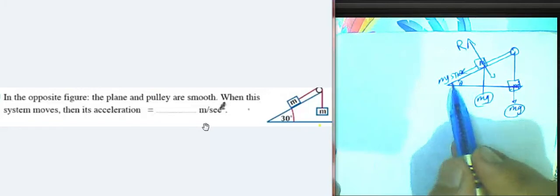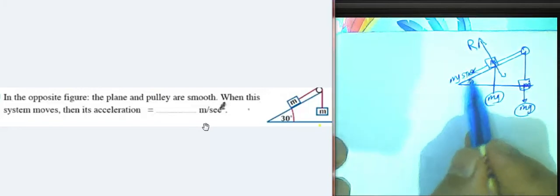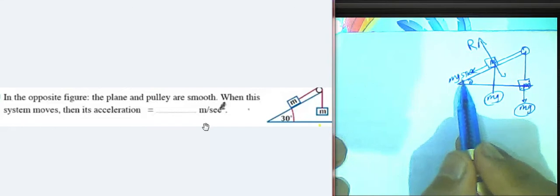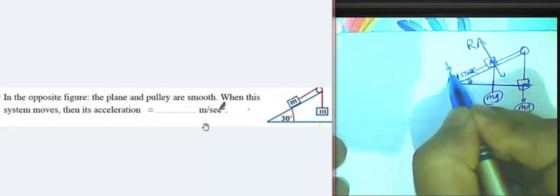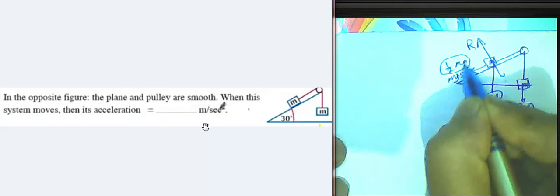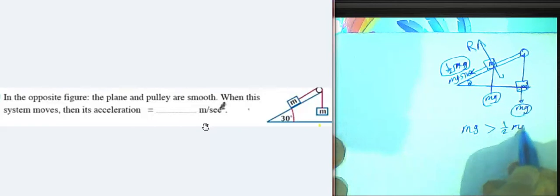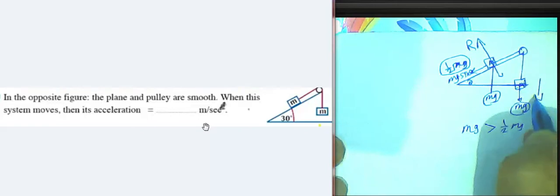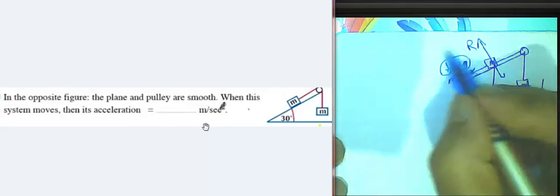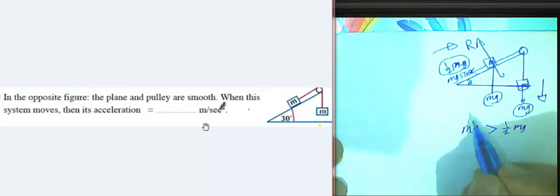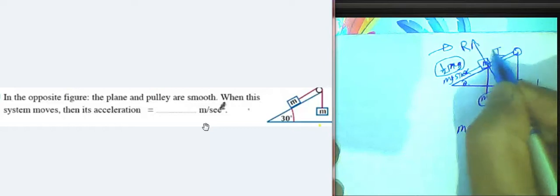Okay, mg sine theta here, the angle was 30, so we have m multiplied by g multiplied by half. The result will be half mg. We want to find the direction, whether up or down. We know mg here is more than half of mg, then the direction will be down here, and it will come up. So we can write two tensions here, to write the two equations about tension and the weight.